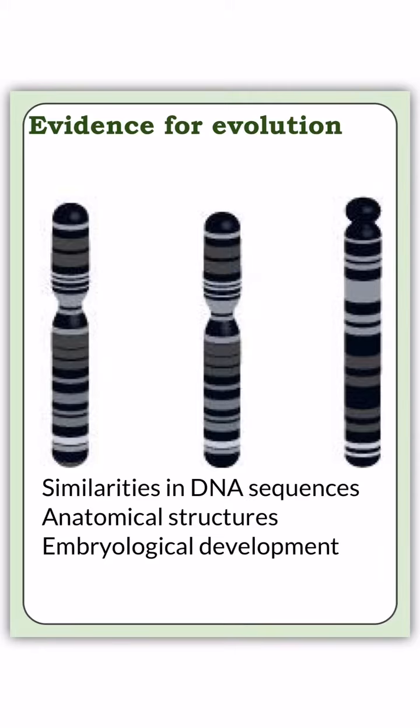All right, so there are three main areas that I'll focus on here. One is going to be the similarities in DNA sequences, the anatomical structures in organisms, and also I'm going to talk a little bit about the embryological development and how those three areas support evidence for evolution.